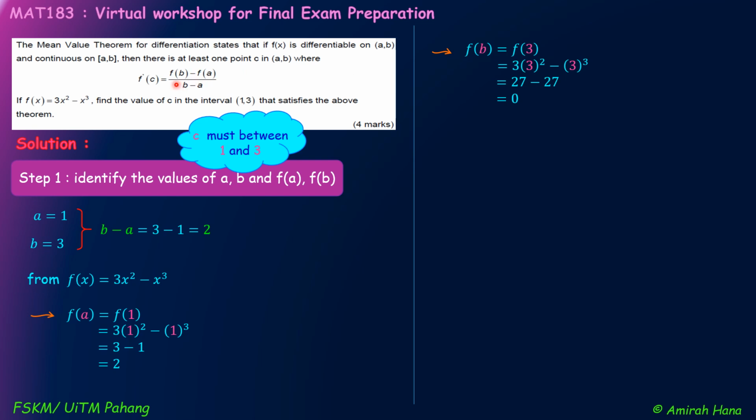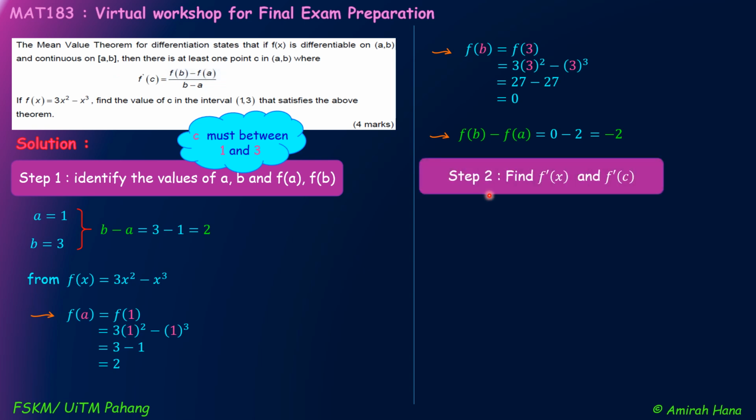And then from this formula, we have f(b) minus f(a). So we can write here f(b) minus f(a) equals 0 minus 2, and equals negative 2.